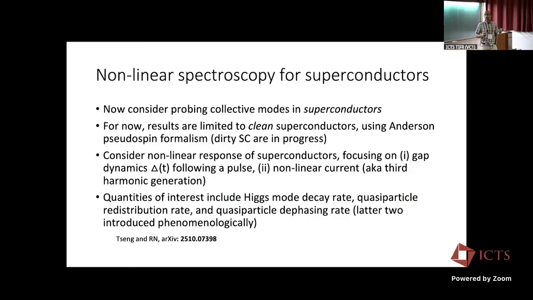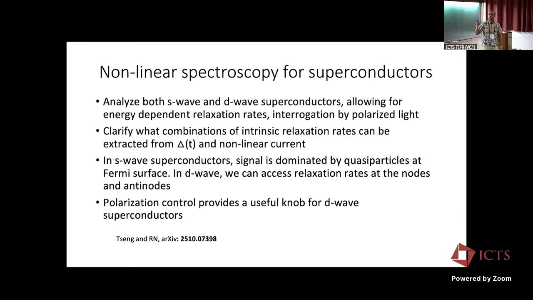The quantities of interest for us here were the Higgs mode decay rate, the quasiparticle redistribution rate, and the quasiparticle dephasing rate. Now, if you have a pure BCS superconductor, then the quasiparticle redistribution rate is 0, and the quasiparticle dephasing rate is also 0. So in order to make things interesting, we want a non-zero quasiparticle redistribution rate and dephasing rate. Ideally, maybe we would introduce nonlinearities beyond BCS, but that's too complicated. Instead, we just introduced these decay rates phenomenologically. In the Anderson pseudospin picture, just by hand, you can introduce relaxation rates which correspond to quasiparticle redistribution and dephasing. And in principle, you can allow these relaxation rates to be non-trivial functions of energy, and see what this does. You can analyze both S-wave and D-wave superconductors, allowing for energy-dependent relaxation rates.